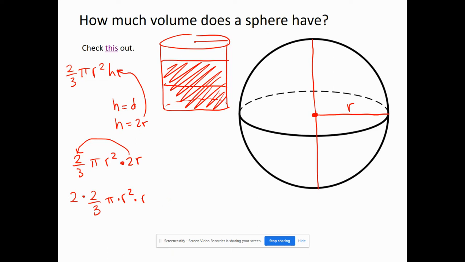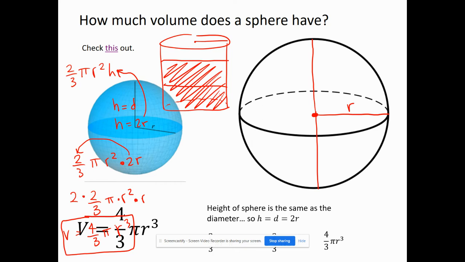Okay, back in session. 2 times 2 is 4 over 3. We got this pi here, and then we've got r squared times r, which is r cubed. That is the beautiful volume formula of a sphere. 4/3 times pi times r cubed. Now let's look and see how we can put this into practice.